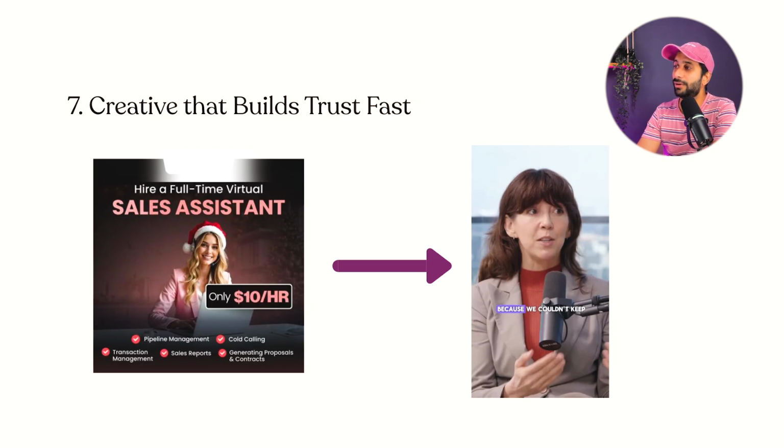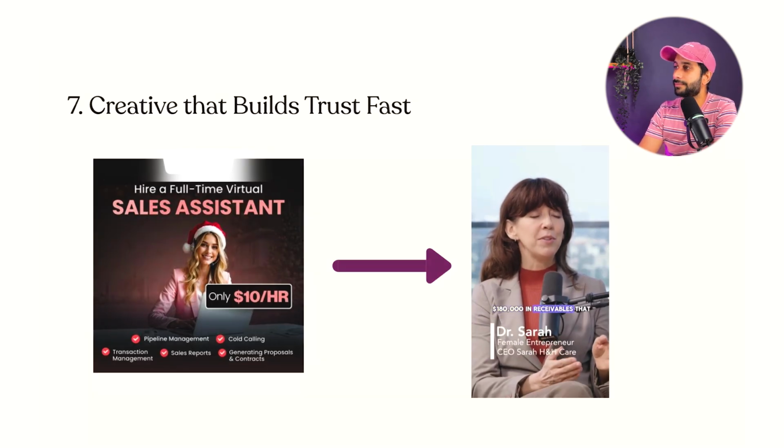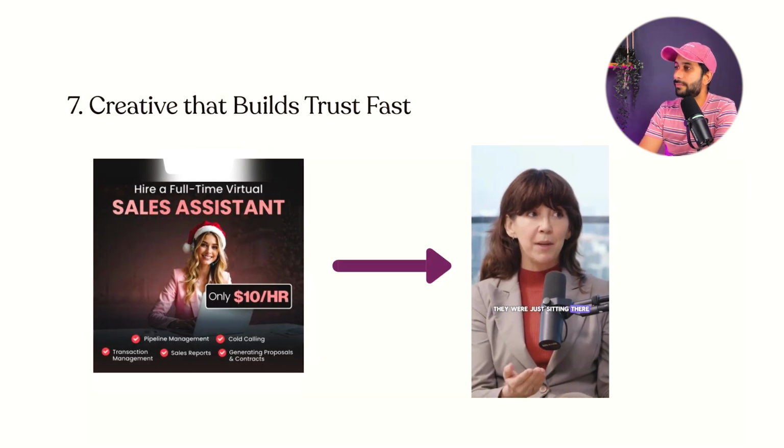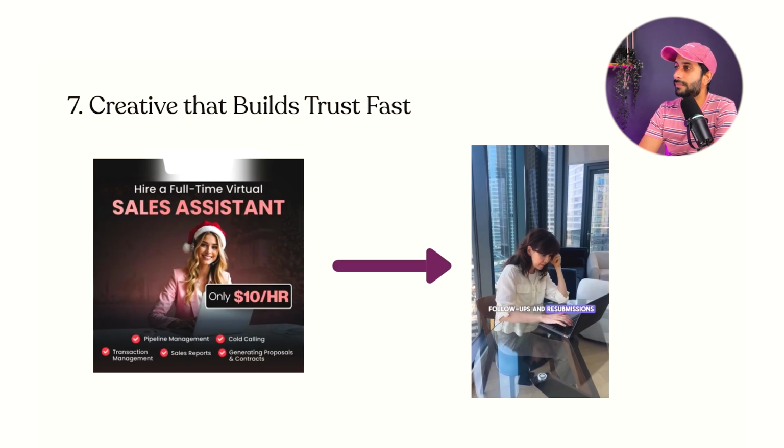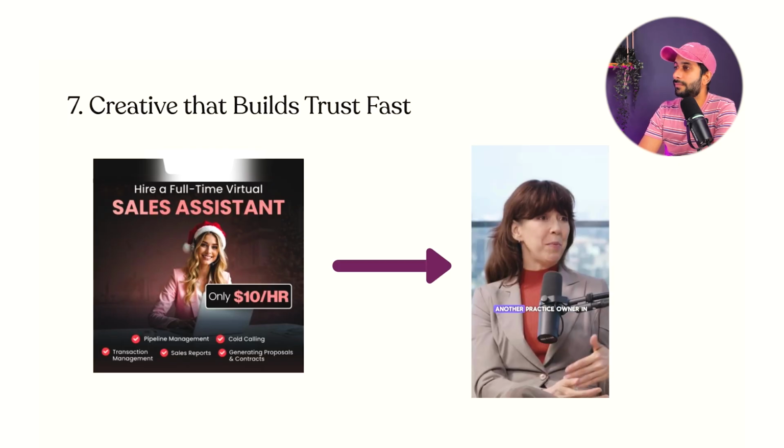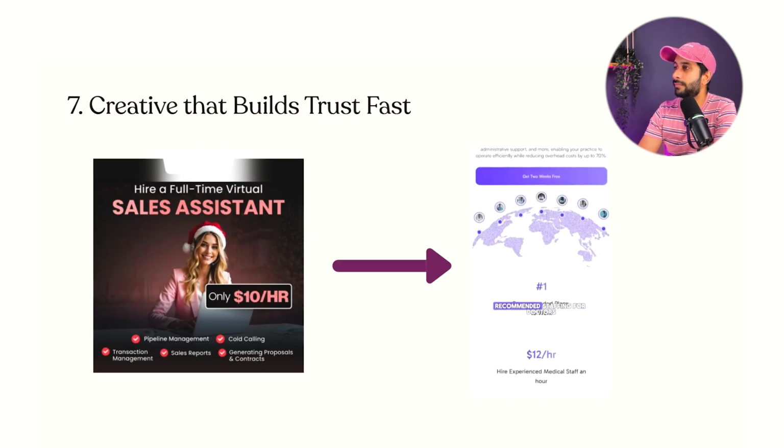And this is what we did for the same client for different services. We went high fidelity, good quality content, podcast-style format, and we focused on one clear outcome. Here, you can see: $180,000 in receivables that were over 90 days old. They were just sitting there because we couldn't keep up with follow-ups and resubmissions. So how did you find the solution? Another practice owner in my medical association recommended Staffing for Doctors.